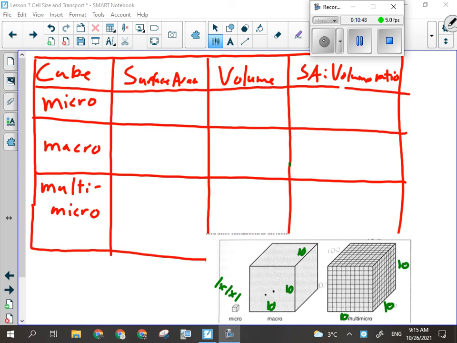How do I calculate the surface area of a cube? Length times width times 6. Okay, length times width gives me one side times the number of sides. Okay, so for micro, my surface area is going to be 1 times 1 times 6. So my surface area will be 6 square micrometers.